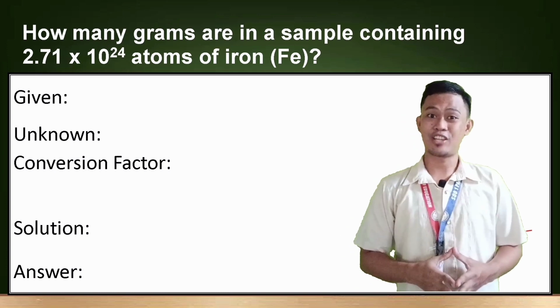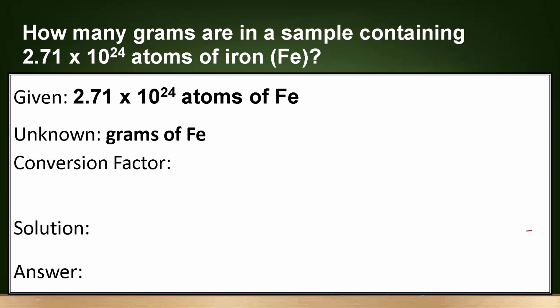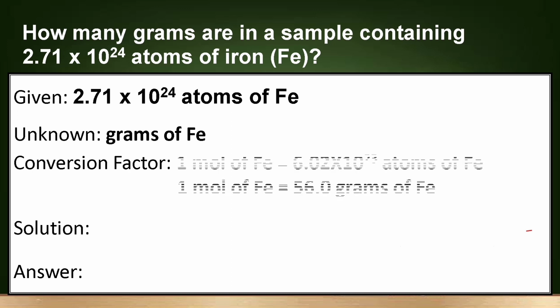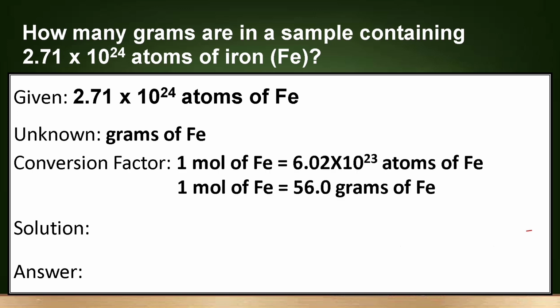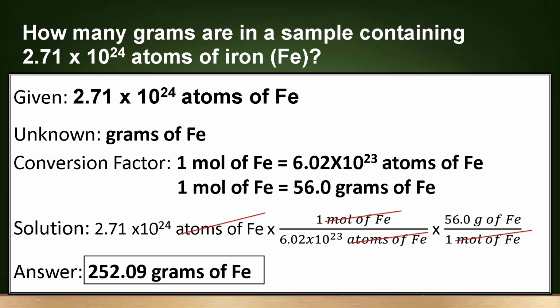Alright, let's try to check your answer. So the given in the problem is 2.71 times 10 raised to 24 atoms of iron, and the unknown is grams of iron. The conversion factors to be used are, so the solution will be, and you will arrive at the answer of 252.09 grams of iron.